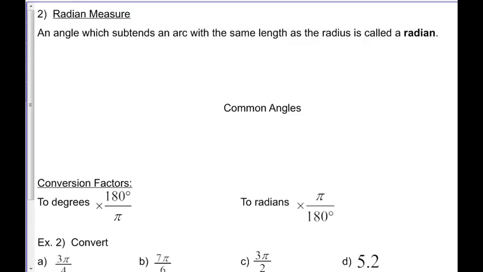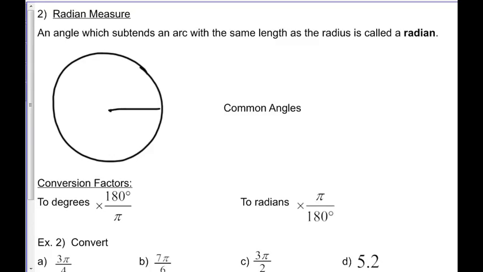Radian measure. Okay, here's the definition of a radian. If you have some sort of circle that looks like this, and it's got a radius of r, there is an angle somewhere in there that subtends an arc, this part, the pi crust, that is the same length as the radius. So if you had 3 pieces of string that were all the same length, you could use 2 of them on the radius, and the last one you just lay along the circumference. Whatever angle that creates is called 1 radian.